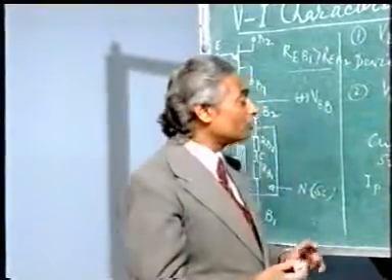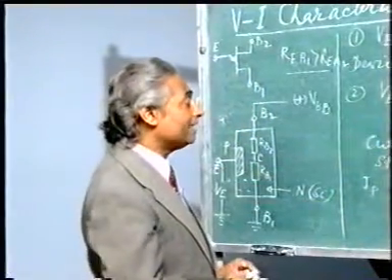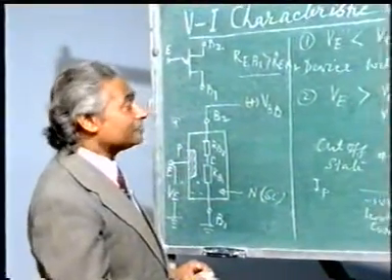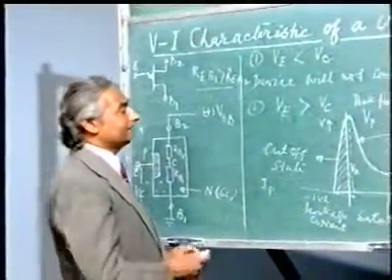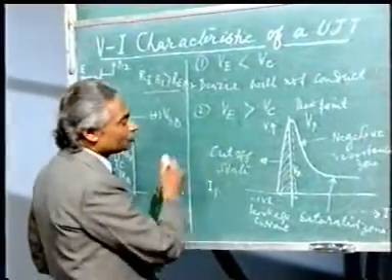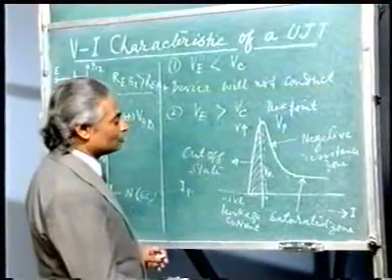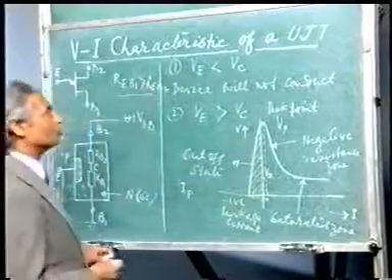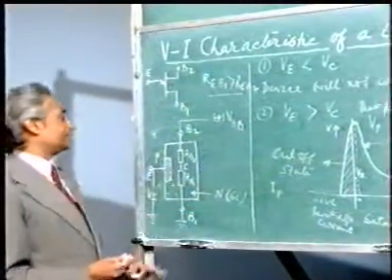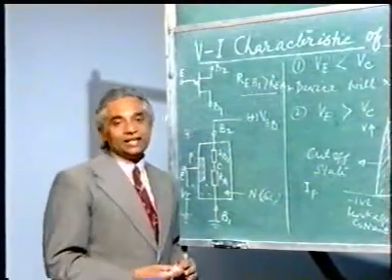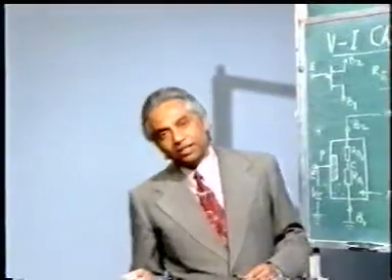So this is all about your VI characteristic of a UJT. As I explained to you, it has 3 zones. Number 1 is cutoff state or cutoff zone, number 2 is negative resistance zone, and number 3 is saturation zone. Now the same characteristic we are going to verify with the help of this setup.